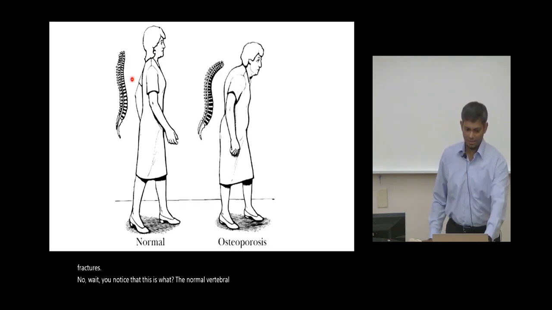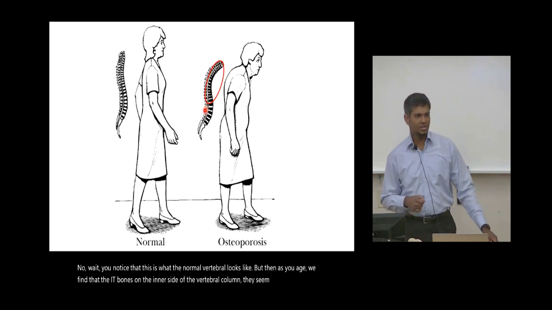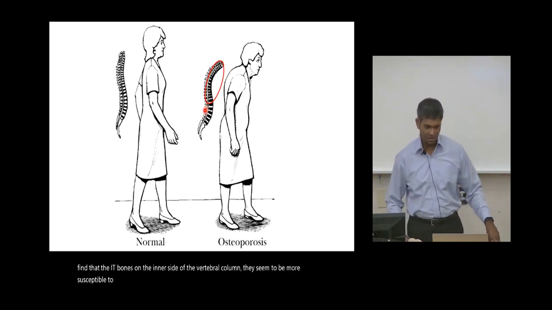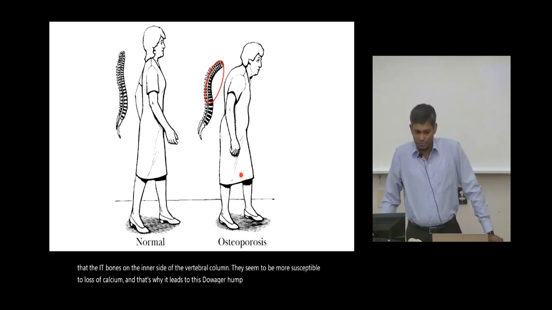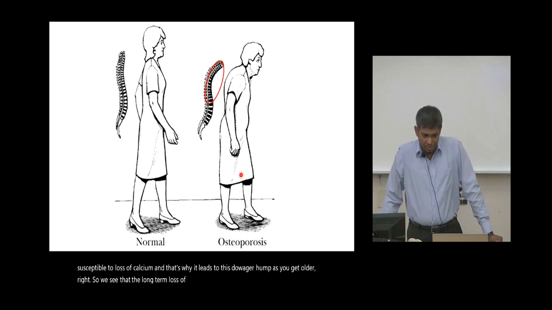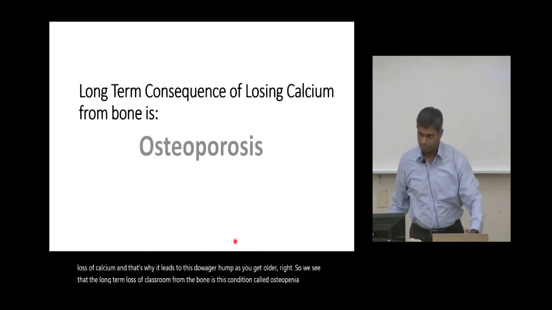Now, this is what the normal vertebrae looks like, but as you age, the bones on the inner side of the vertebral column seem to be more susceptible to loss of calcium, and that's why it leads to this dowager hump as you get older. So the long-term loss of calcium from the bone is this condition called osteoporosis.